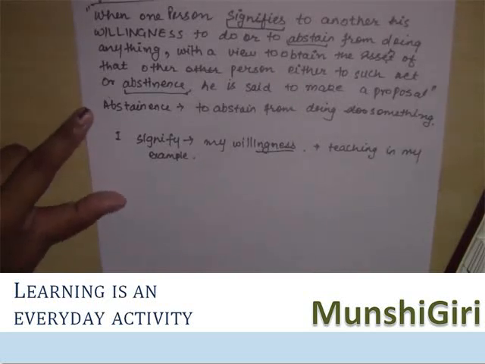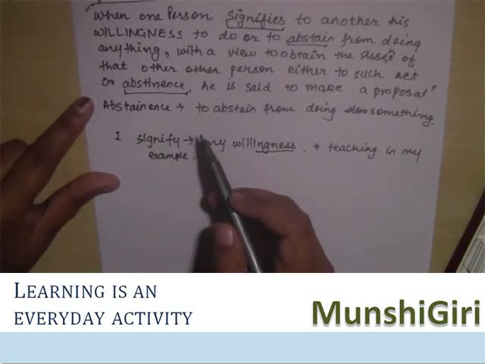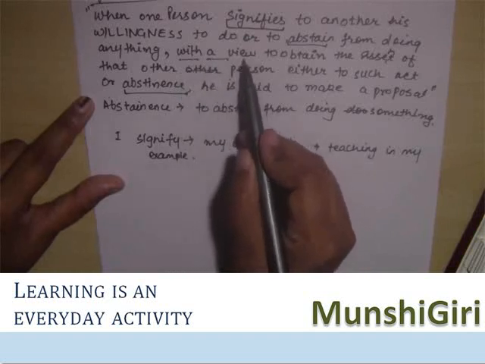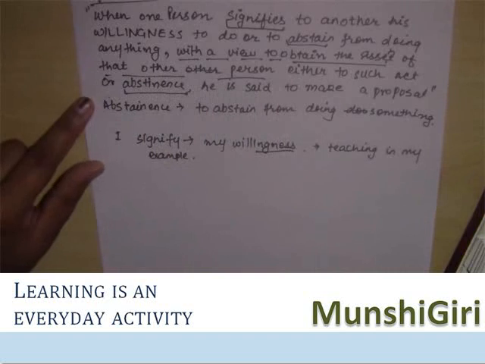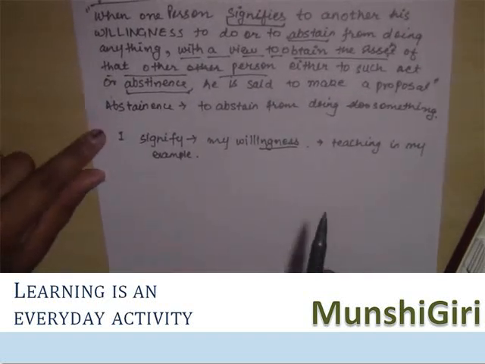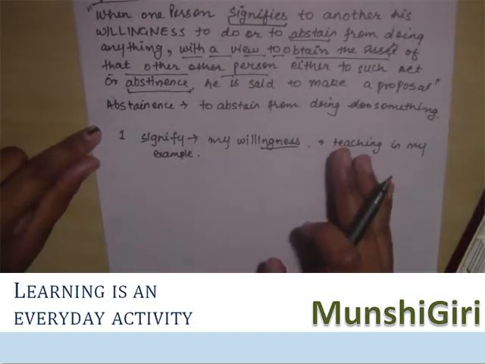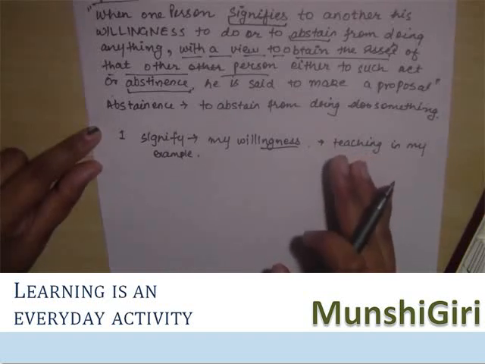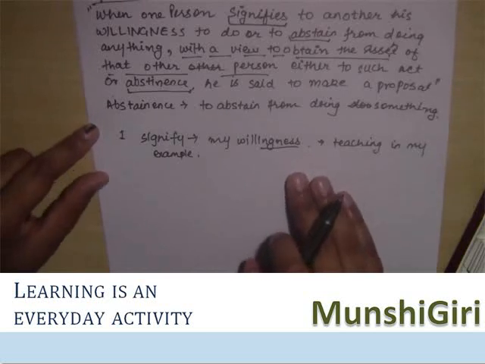Now the example that we just covered covers this part of the definition, with a view to obtain the assent of the other person. Still we have one other part remaining, the part of the definition that covers abstinence. We have already covered that abstinence is to abstain or not to do a particular activity. Now you must be wondering, how can this be an offer? Let me give you an example.